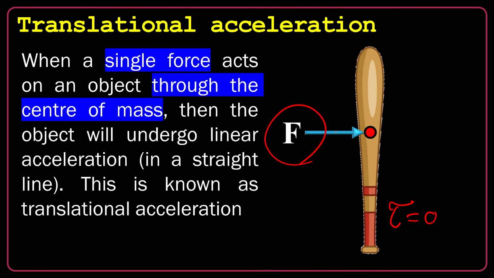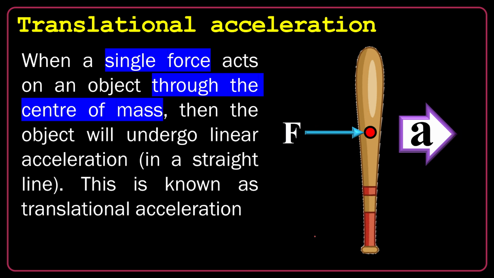No torque means that there is no rotational acceleration, no angular acceleration. Alpha is zero. You should have just linear acceleration for the object. So if a single force is passing through the center of mass of the object, it cannot make any angular acceleration, just translational acceleration. And this acceleration is found from F divided by m, according to Newton's second law.